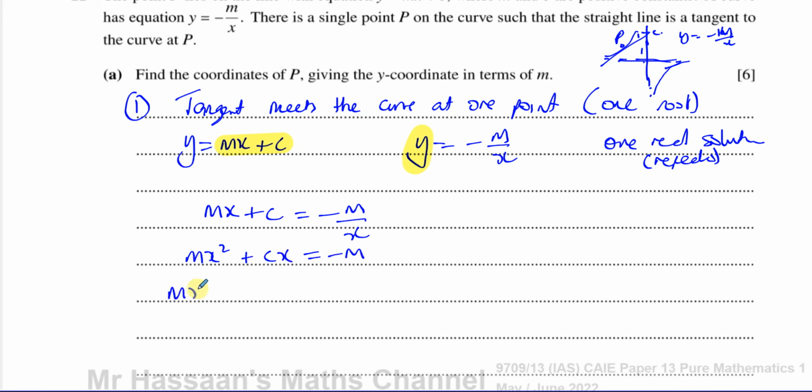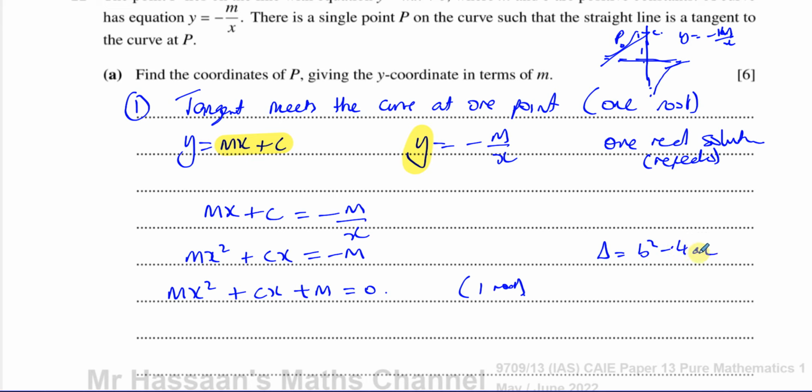So I'm left with this quadratic equation, mx squared plus cx plus m equals 0. m and c are positive constants. So it's like a number x squared plus another number x plus another number. We know that this equation has one root, so we know that the discriminant is b squared minus 4ac.